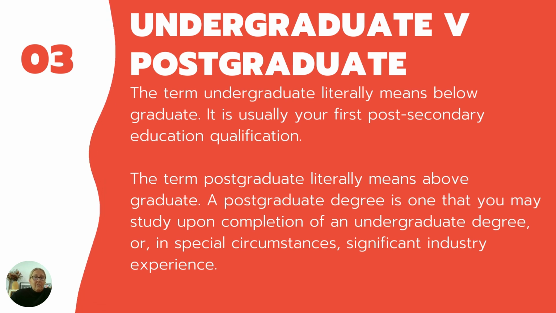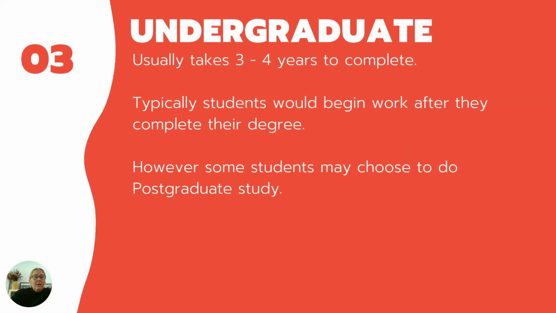Sometimes in some circumstances, you may not need a degree to do postgraduate study if you have really significant industry experience. So if we look at undergraduate, it usually takes 3 to 4 years to complete. So it's often referred to as a bachelor degree. And typically students would begin work after they complete their degree. However, some students will choose to go on to postgraduate study directly after their undergraduate degree.